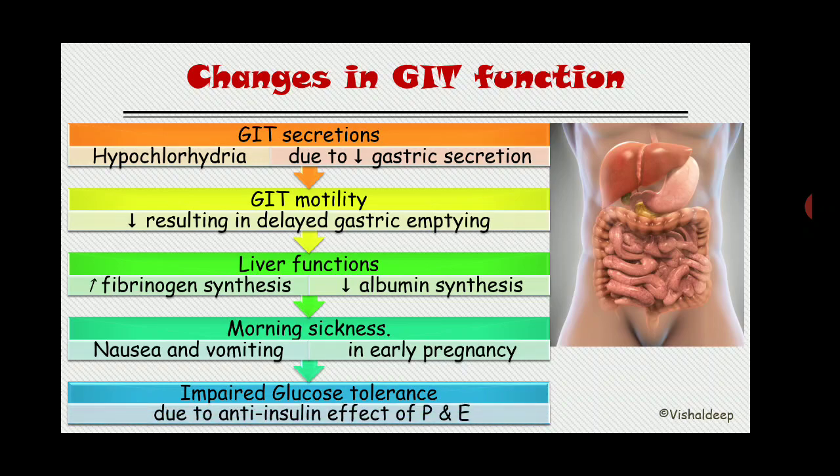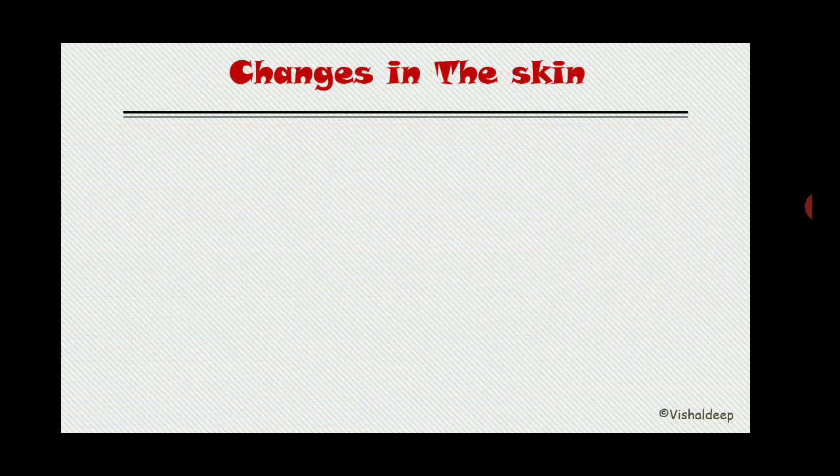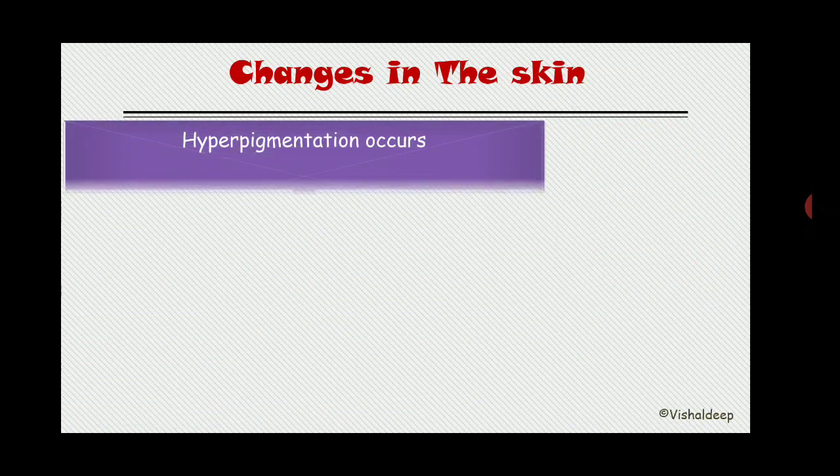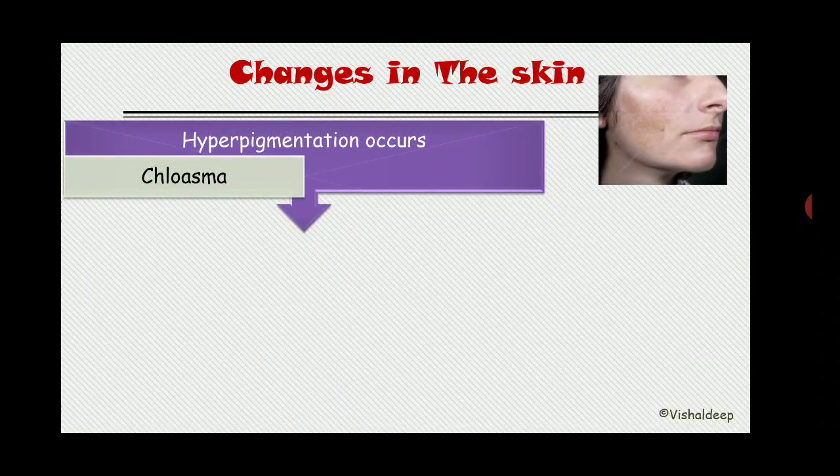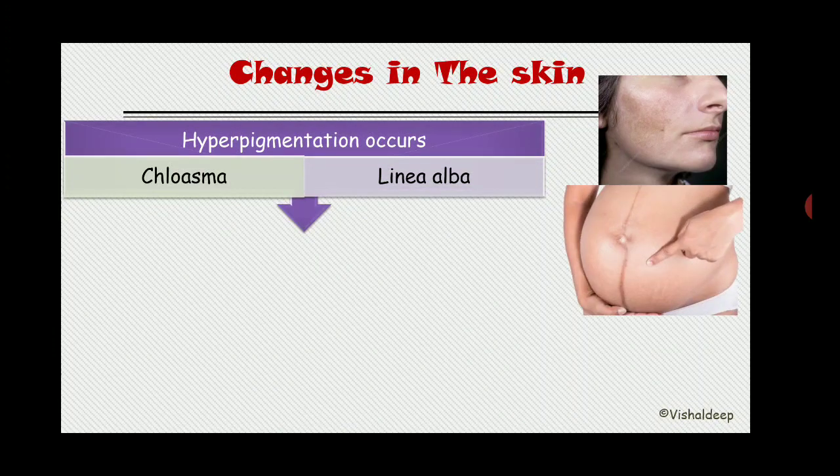Now, the changes in the skin. What are the changes taking place in the skin? First thing first, hyperpigmentation occurs. This hyperpigmentation occurs first over the face, like this, and it is known as chloasma. A hyperpigmented line will appear over the abdomen like this. This hyperpigmented line is known as linea alba.